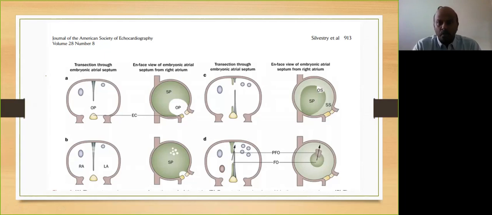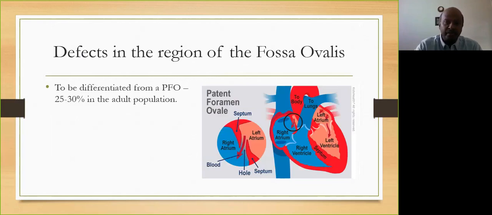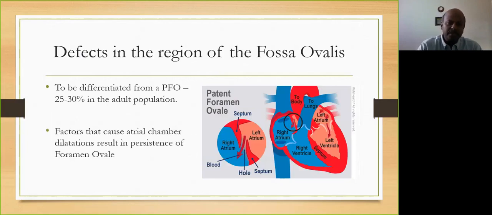So if we look at the defects in the region of the fossa ovalis, they are the PFO and the ostium secundum ASD. Now, like I said, the PFO forms about 25 to 30% in the adult population, being quite common. And it is not an actual defect, but a potential opening, being a flap valve. And conditions that alter the atrial geometry in terms of distending the atrium, or conditions that increase the pressures in the atrium, can prevent apposition of the septum primum with the septum secundum, resulting in persistence of the foramen ovale.